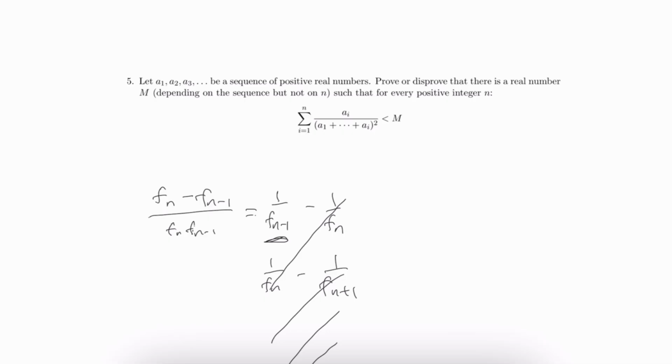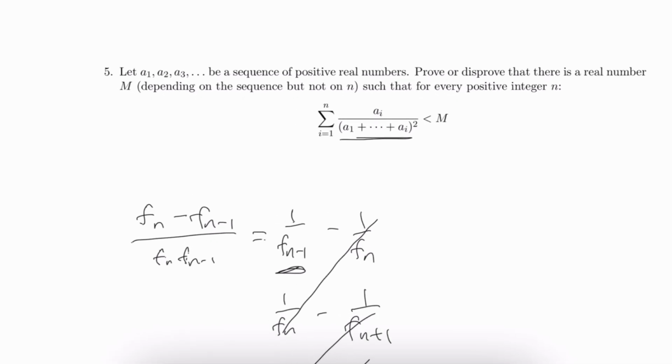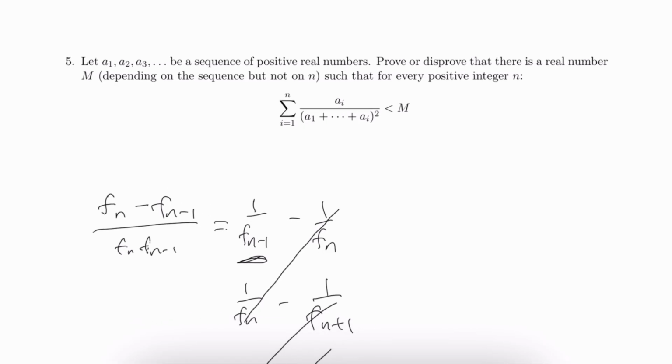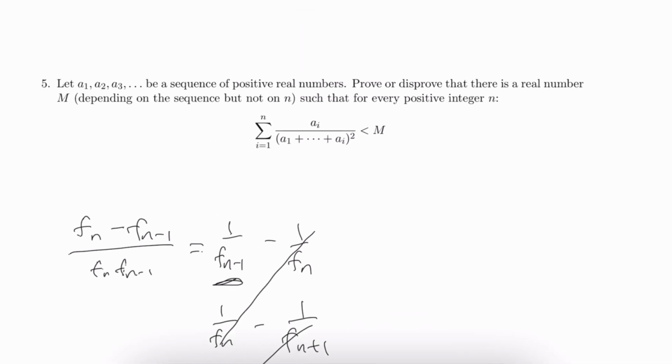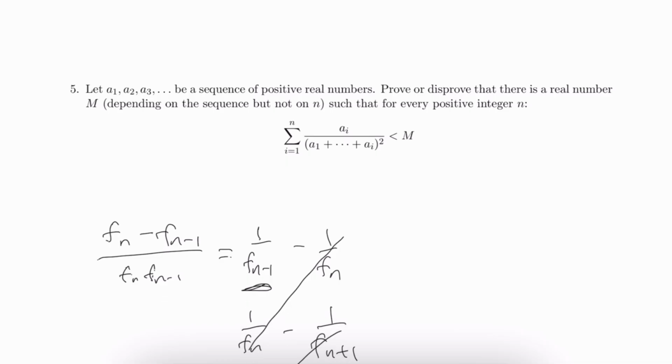And this should arise naturally because we have this squared term here, right? That will give the two multiplied terms in the bottom somehow. So now we just need a way to write the numerator as a difference of something. And the idea here is to use the sum of the sequence. So let's define S sub n to be the sum from i equals 1 to n of a sub i.